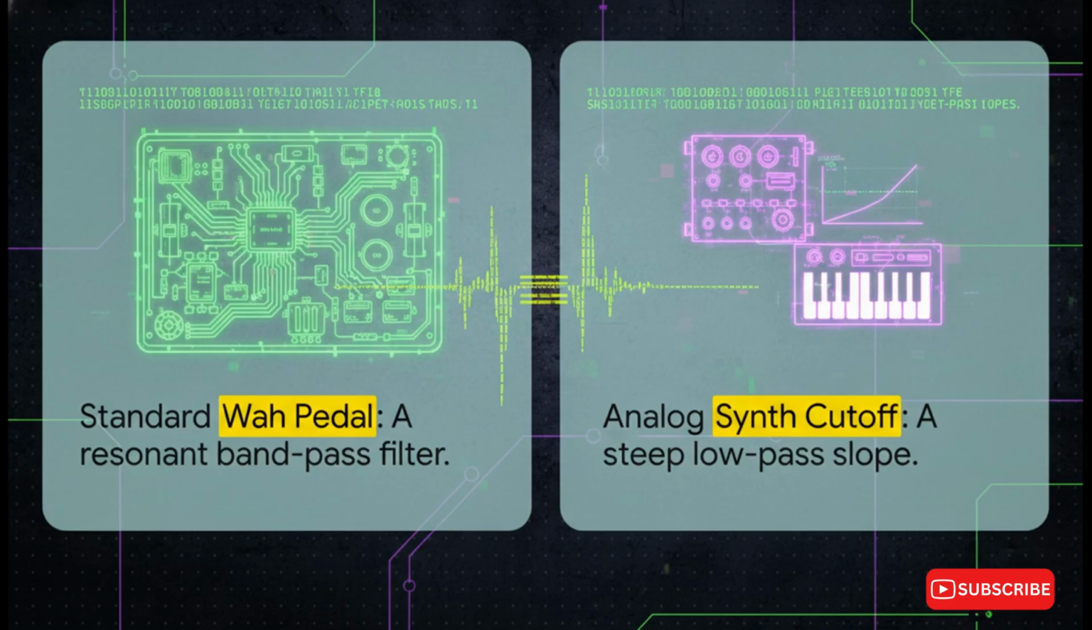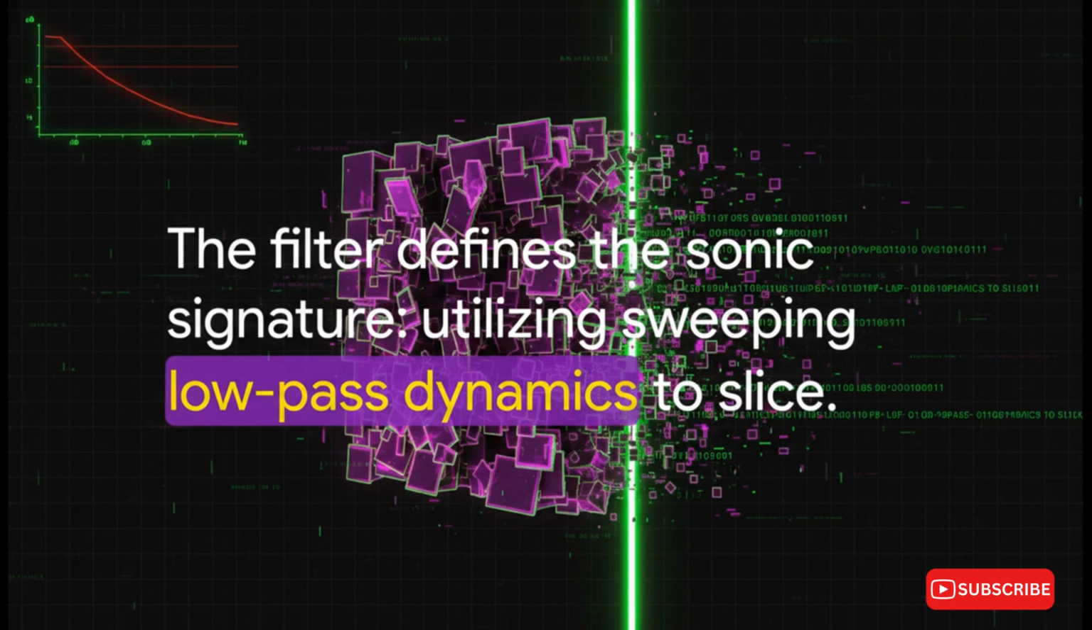You see, in a real analog synthesizer, the voltage-controlled filter, or VCF, is the primary component that defines its whole sonic signature. For example, a Moog-style transistor ladder filter uses a very steep 24 decibels per octave low-pass slope to carve out frequencies, giving you that dark, liquid tone everyone loves. Now, a standard wah pedal is essentially a resonant bandpass filter.